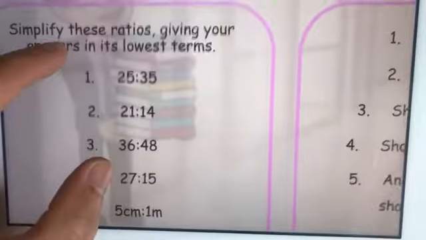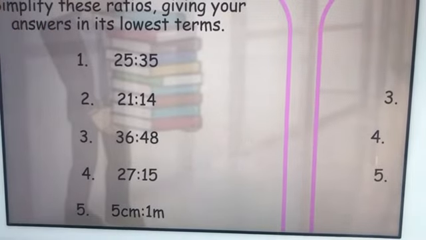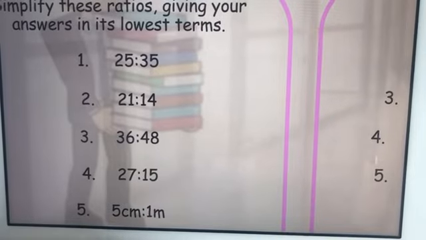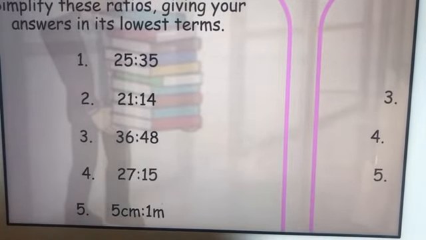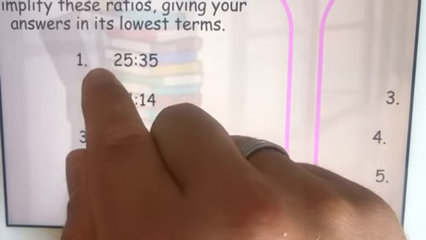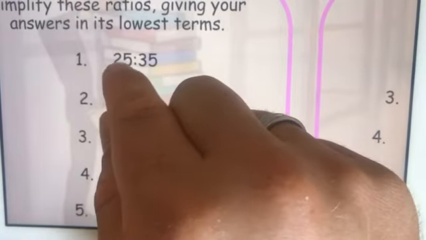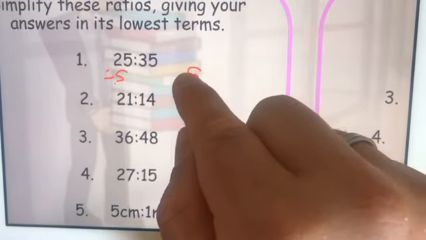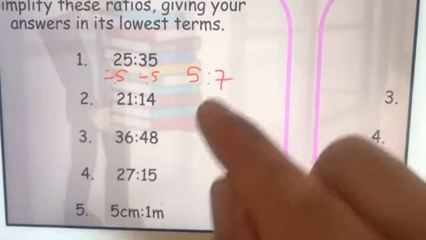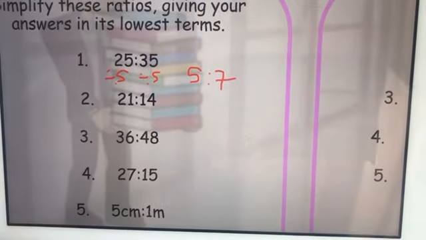Right guys, so very quickly I'm just going to go through some of these, okay? And then I'll put all the answers up at the end. Looking at this now, 25 to 35. You've got to look at what goes into both. Remember we did this at the start. 2 doesn't go into both. 3 doesn't go into both. 5 does though. 25 divided by 5 is just 5. 35 divided by 5 is 7. So 5 to 7.